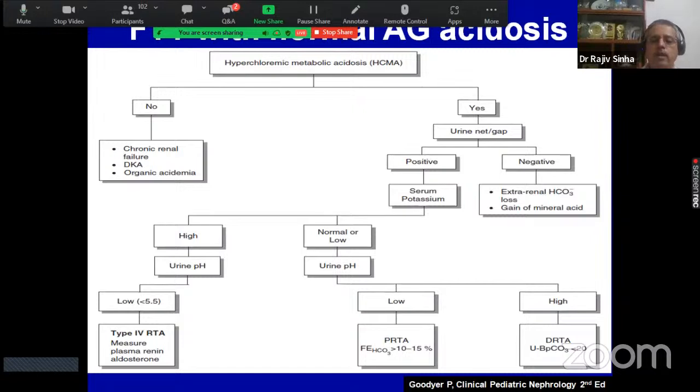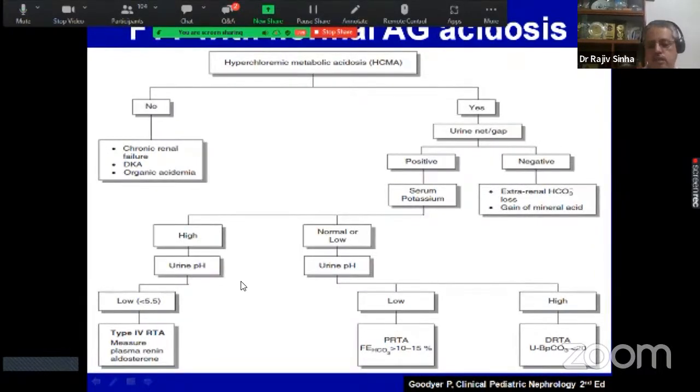And then by looking at the potassium and the urine pH, most of the time you can come up with a diagnosis of either type 1 RTA, that is distal, or type 2 RTA, proximal, or type 4 RTA. So as you can see here, most of the time you don't really require the more complicated investigations like the fractional excretion of bicarbonate or the urine-blood PCO2, etc. And you can come up with a tentative diagnosis.